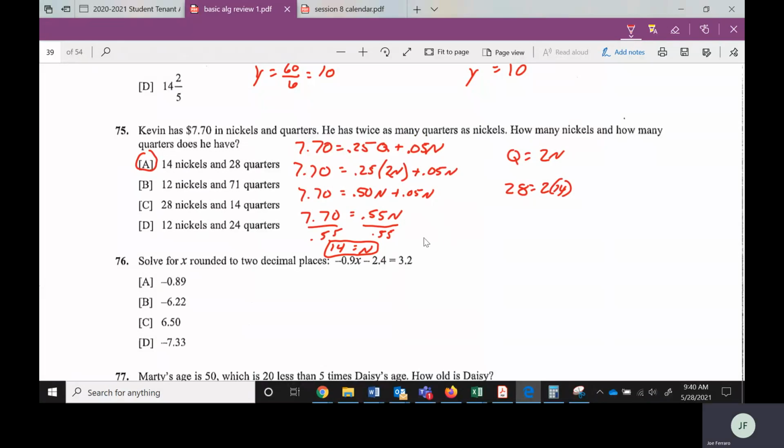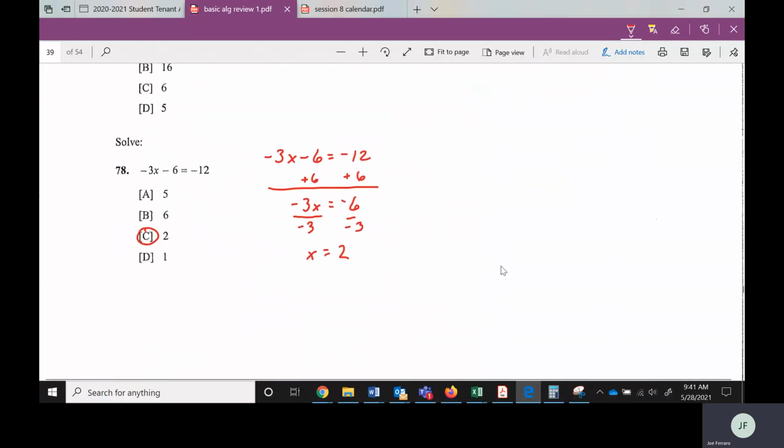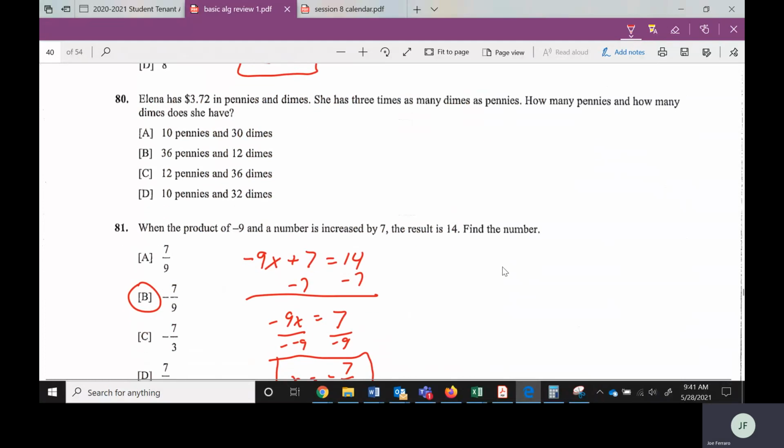Okay. All right, we'll do one more of those, just make sure you got it down. Now again, you kind of could use the guess and check method on those dealing with money. But I'll do 80 just because it's a little different because it uses different coins. So again, they have $3.72 in pennies and dimes.